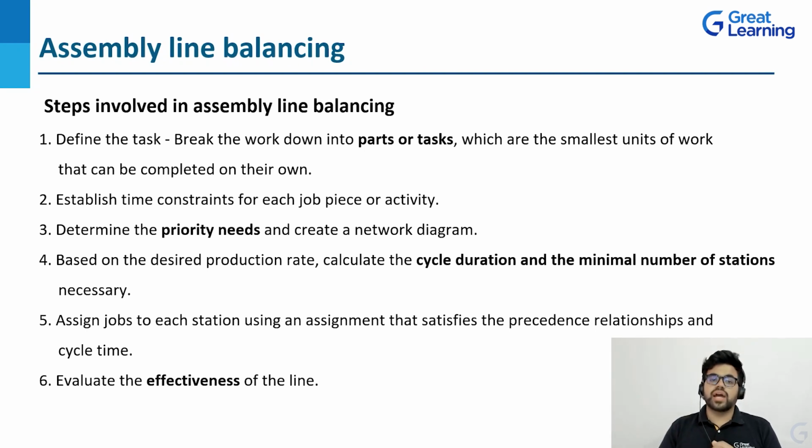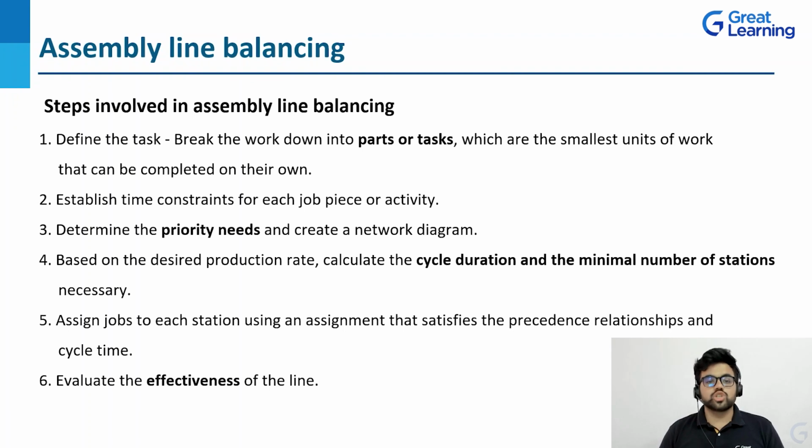Then comes determining the priority needs and creating a network diagram. Priority needs in the broader sense is, if a company has three different products, let's say Colgate has three different varieties of toothpaste, the one that sells the most gets the highest priority. So determine the priority needs and create a network diagram stating how the production facility will produce that particular line at what time. All of these things need to be considered. Then comes, based on the desired production rate, calculating the cycle duration and the minimum number of stations. I'll tell you in detail how to calculate all these in the next slide.